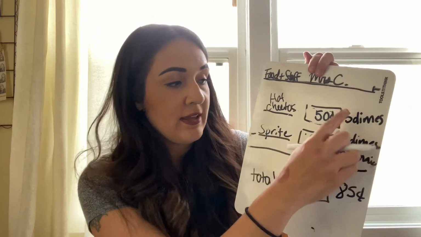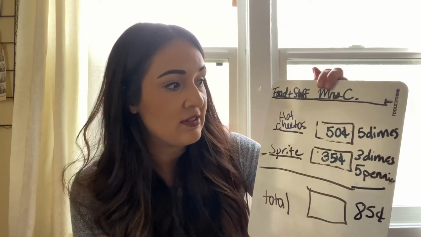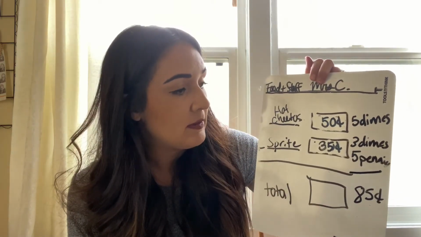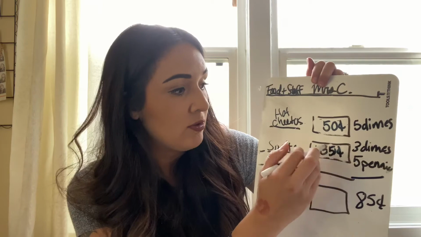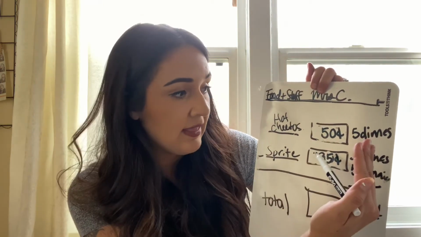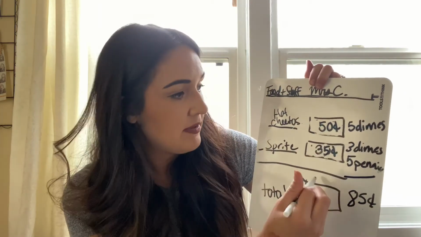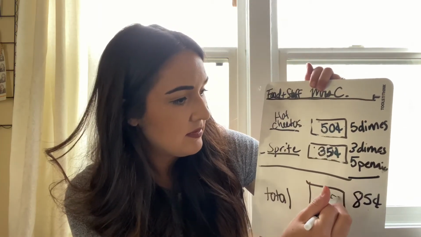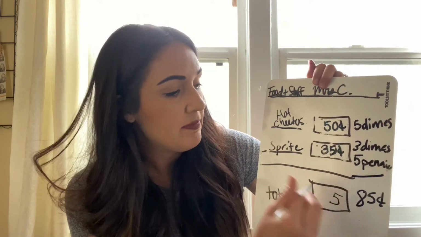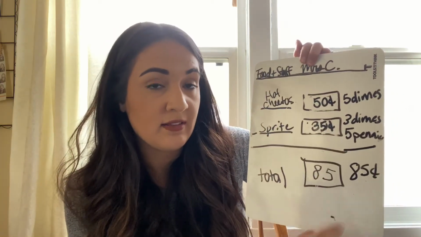And that is one way that you can find the total by using dimes and pennies. Or you can just go ahead and do it this way, where you add the numbers one at a time, starting with the right. So 0 plus 5, 5. Okay, 5 plus 3, 8. 85 cents. So it's the same answer.